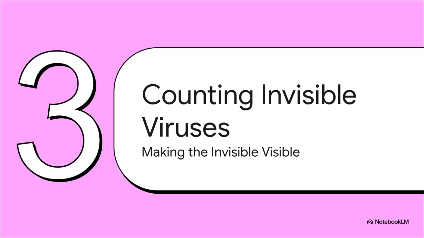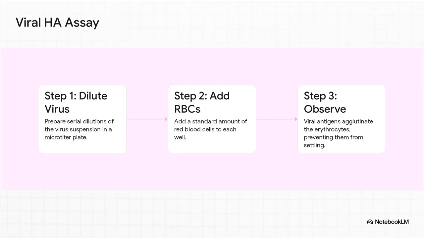But you know, blood typing is just one application. Hemagglutination also gives us a brilliant way to quantify things that are far too small for us to see, like viruses. This is done using something called a viral hemagglutination assay. Here's how it works in 3 really simple steps. First, a virus sample is diluted over and over again across a special plate. Second, a standard amount of red blood cells is added to every single well on that plate. And finally, you just watch and wait.